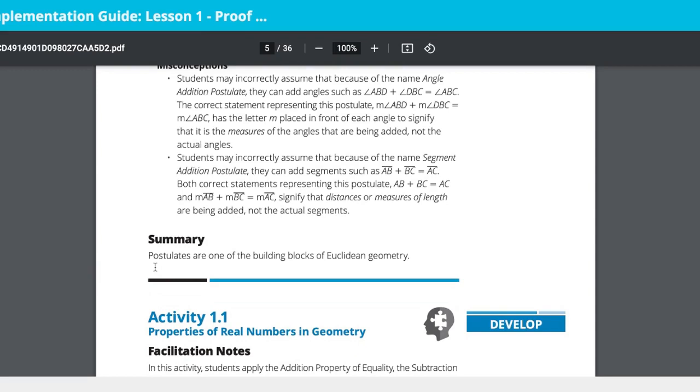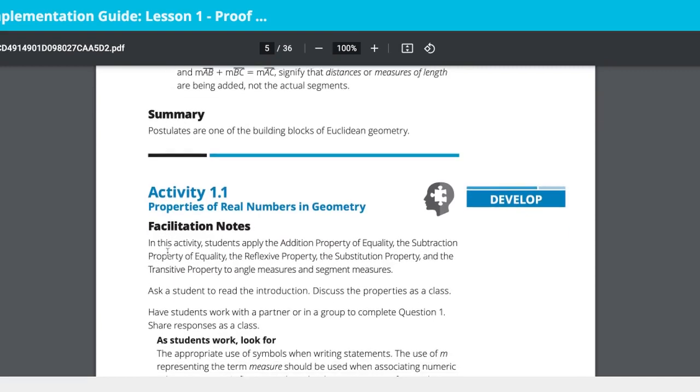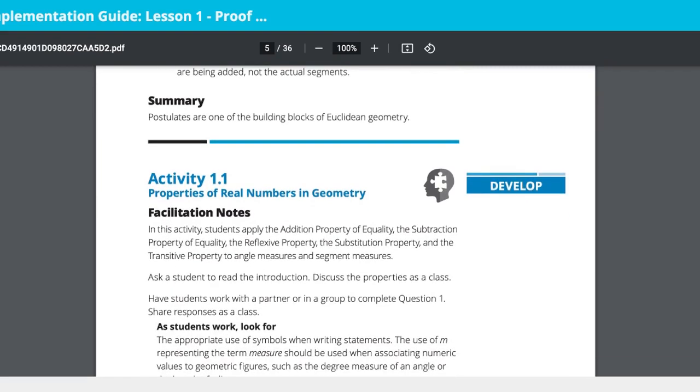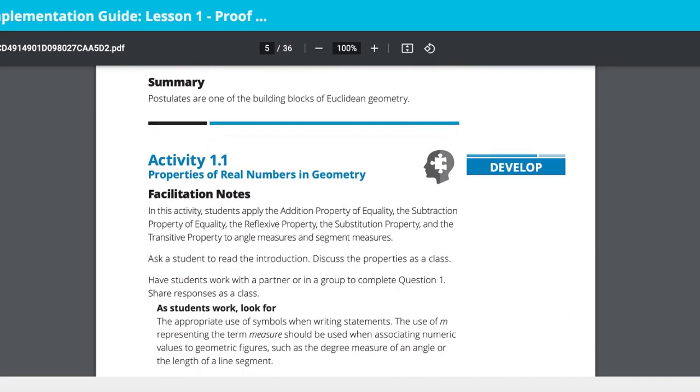Summary is more like how can you close the class. Postulates are one of the building blocks of Euclidean geometry. This question could just be asked. You can just ask students, can you summarize your learning for today, or write a note to another student summarizing today's lesson, something like that. But those tips are here. And then keep in mind, like I said, if you don't end up using the lesson from Carnegie, you end up going with your own material. But that's fine. But just look at some instructional things that are listed here, they will help you.